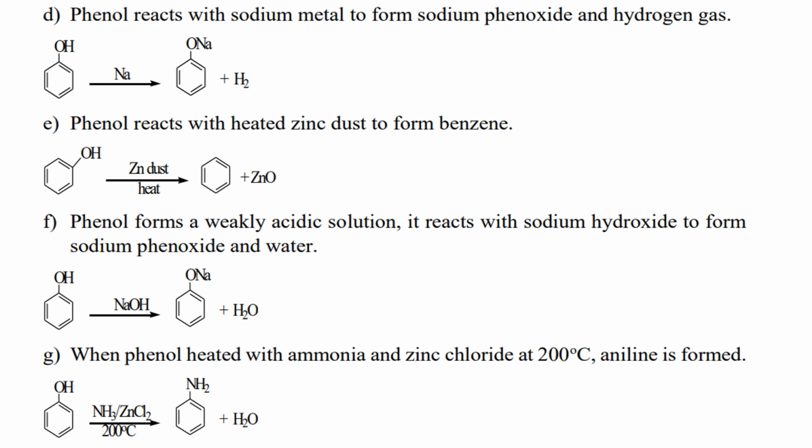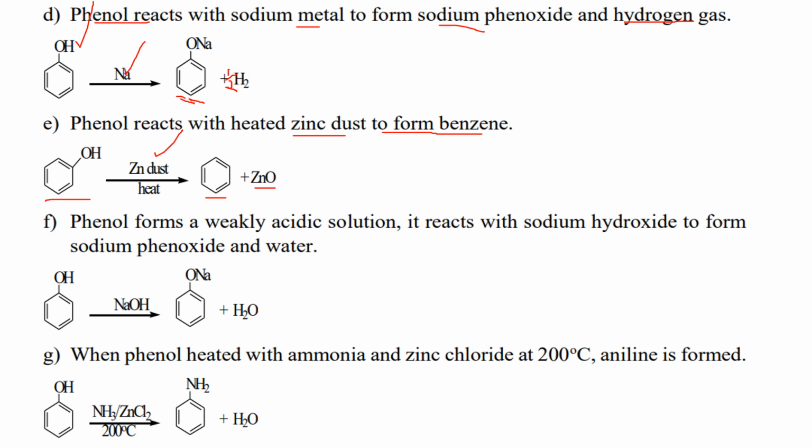Looking at part D, phenol also reacts with sodium metal to form sodium phenoxide and hydrogen gas. To balance this equation, you just put a half here in case balancing is required, because what the sodium does is just replace one hydrogen atom. So you end up with sodium phenoxide as your main product. Now looking at part E, phenol reacts with heated zinc dust, and when we do so, we always form benzene. So you heat phenol with zinc dust, you form benzene as the main product, and you form zinc oxide as the minor product.